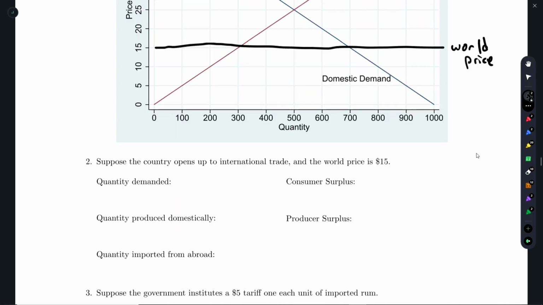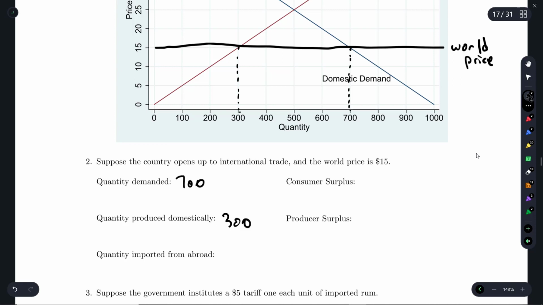We can see that our quantity demanded at our world price of 15 is 700, but the quantity supplied domestically is only 300. That difference is going to be made up by our imports. So the amount that's imported is 700 minus 300, which is 400.